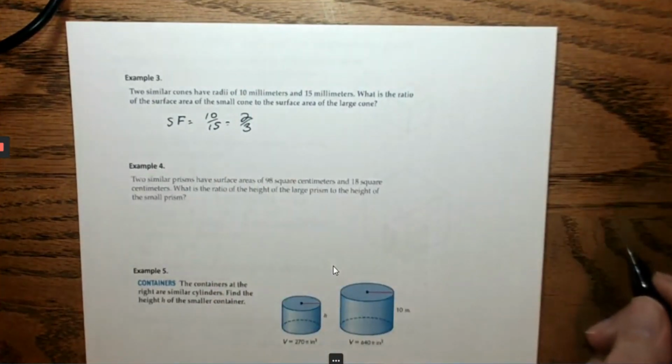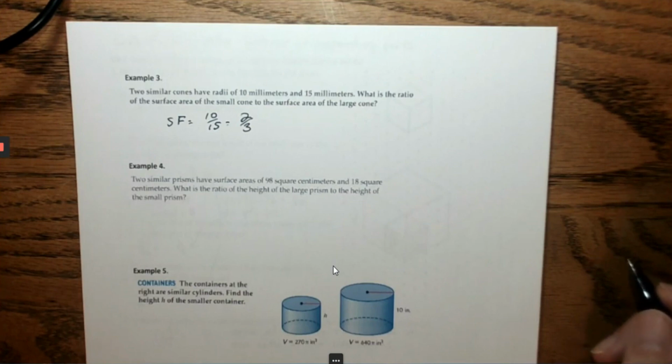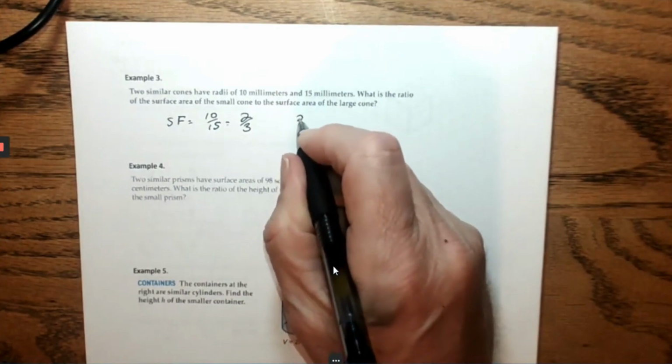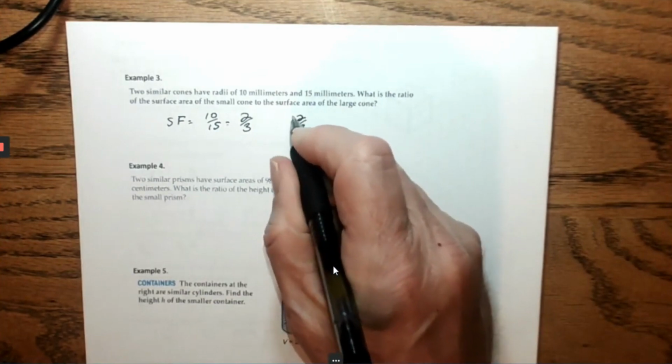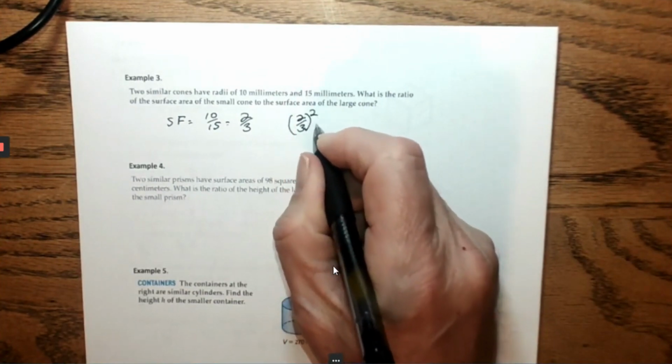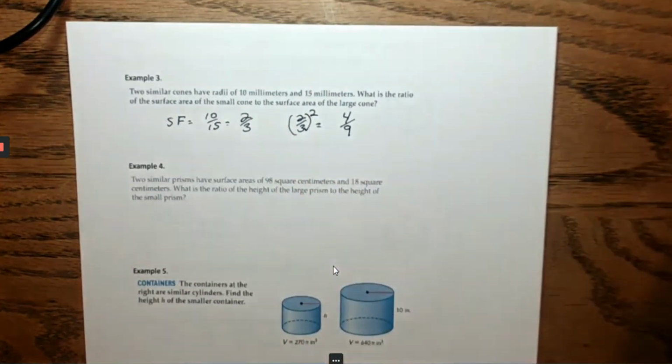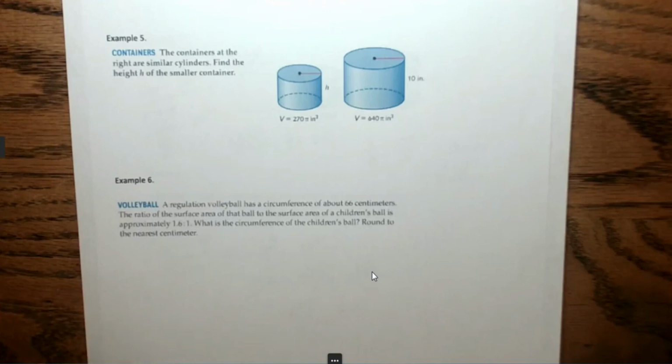So what is the ratio of the surface area of the small cone to the surface area of the large cone? Well, that's going to be our scale factor squared because it's an area. So 2/3 squared equals 4/9. Okay, we have two more problems.